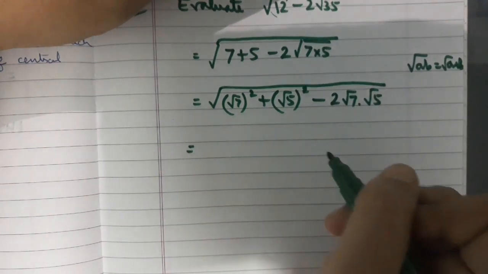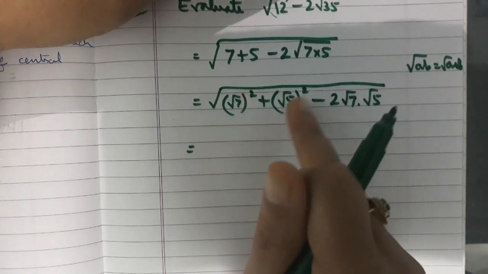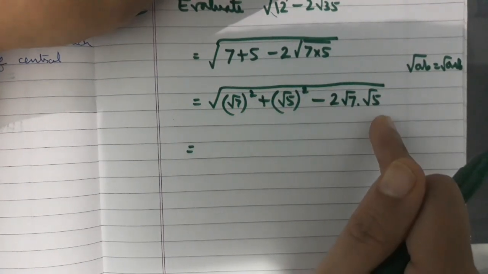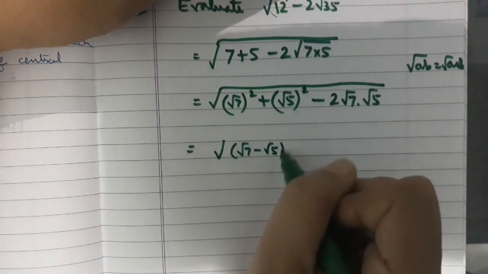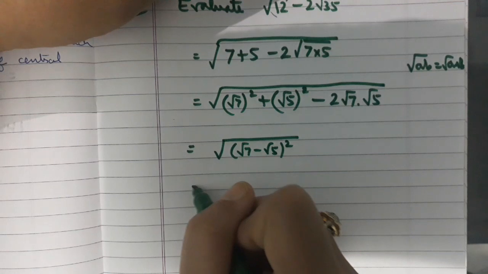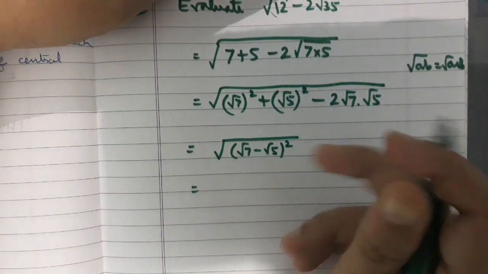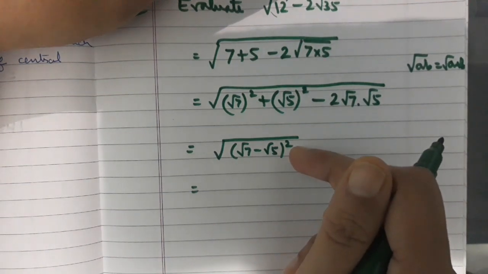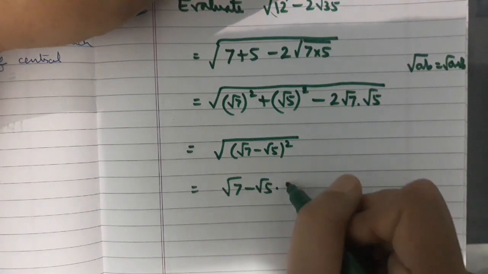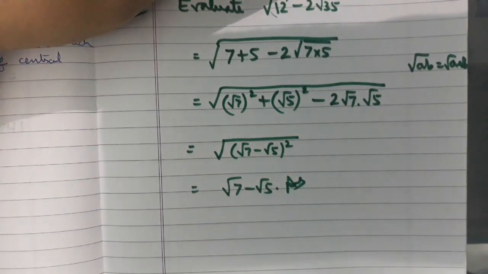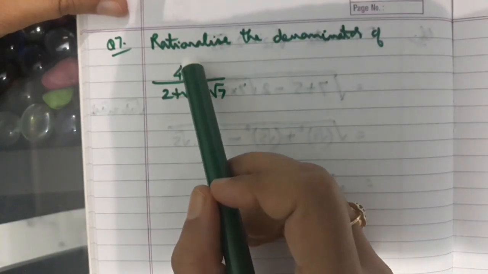This can further be simplified. Now you see that this is of the form A square plus B square minus 2AB. So this can be written as A minus B whole square. So this is under root of root 7 minus root 5 whole square. So square root and square, they nullify each other's effect, and we obtain root 7 minus root 5 as the final answer. Now let us do this question.